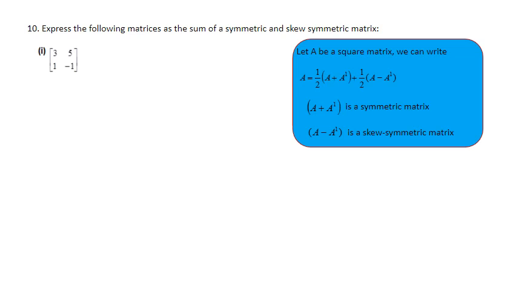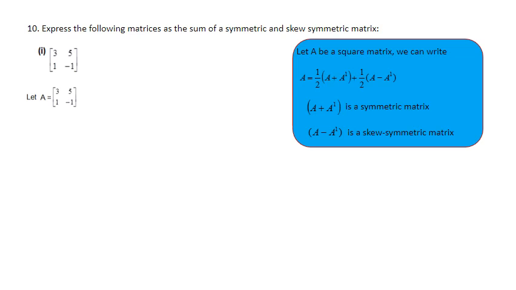If you are asked to split a matrix into two, symmetric and skew symmetric, you have to calculate this way. 1 by 2 into A plus A transpose will give you a symmetric matrix, and 1 by 2 A minus A transpose is a skew symmetric matrix. This is a very important result. Please keep it in mind.